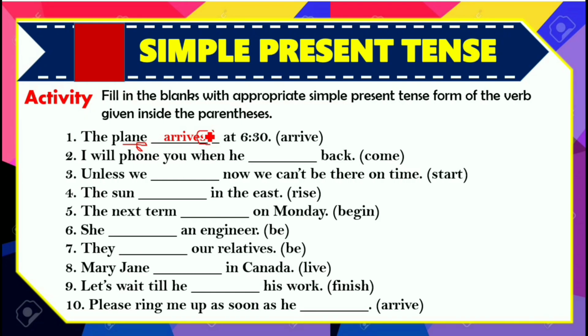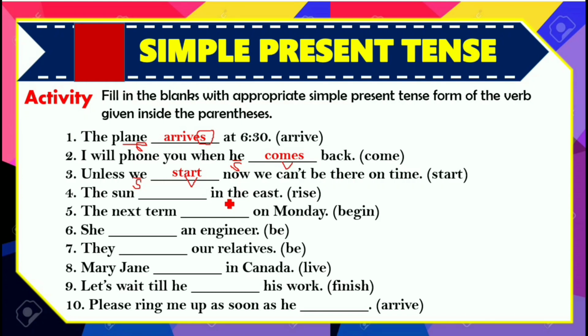Number 2, I will phone you when he blank back. So what's the answer? I will phone you when he comes back. So he is the subject. Number 3, unless we blank now, we can't be there on time. What's the answer? Unless we start now we can't be there on time. So we is our subject, which is plural, so we need a plural verb also.